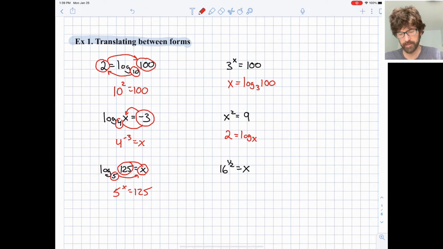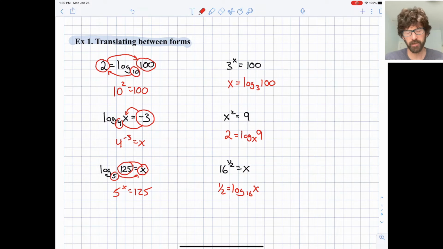Our base is x, and we're taking the log of 9 base x. And lastly, 1/2 equals log base 16 of x. Okay, so we're just rearranging a pattern, going between logs and exponents.